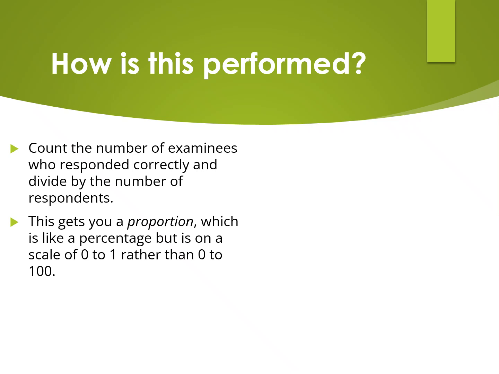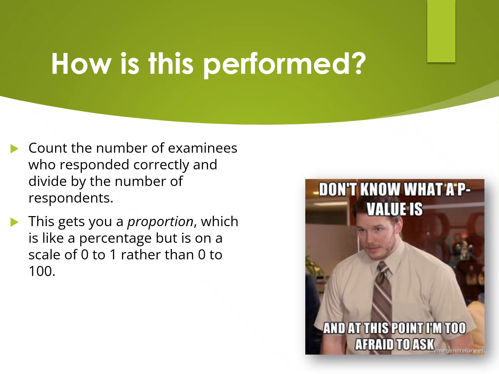Calculating the p-value is really simple. Count how many students got the question right. Divide that by the total number of students who answered it. So let's use this example. If 60 out of 100 students got it right, the p-value is 0.60. That's moderately difficult compared to the table we were looking at in the last slide.